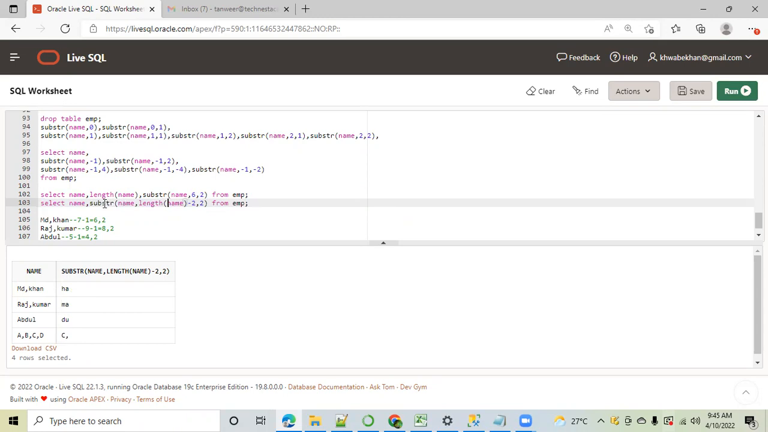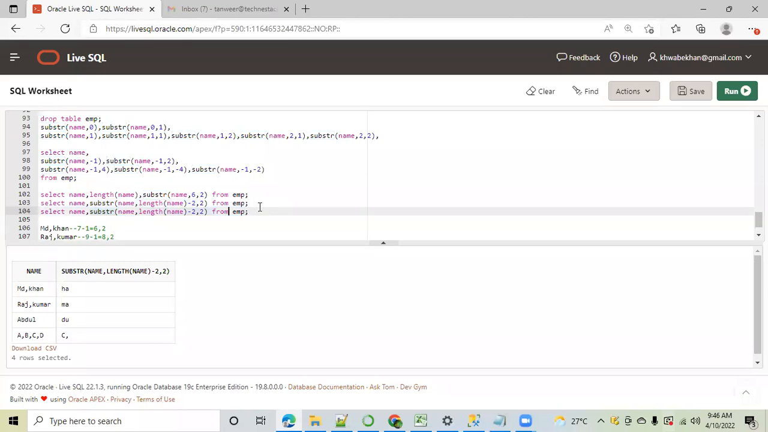Final call. Any question on this substring? Very common interview question. Now, if we remove the length function and pass only minus 2 comma 2, like we have done in the previous example. Okay, got it. You are telling me to remove this one, right? Correct. Yes.